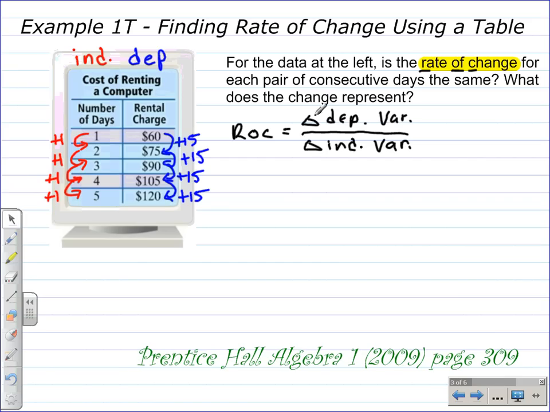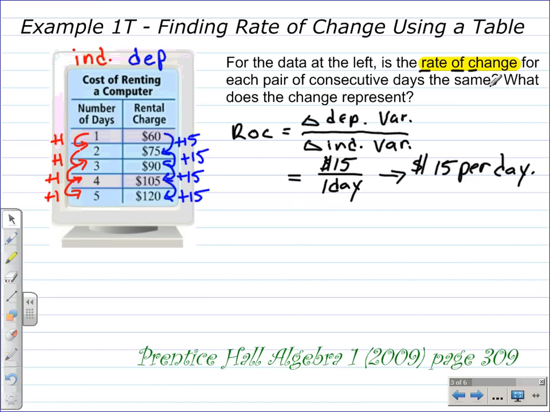What does that change represent? Well, if we set it up, the rate of change, the change in the dependent variable, is $15. That comes right here. The change in the dependent variable for each set of consecutive days is $15, and the change in the independent variable is 1 day. Now, if we were to interpret that, we could say $15 per day. So that's how it would be interpreted. What does that change represent? Well, it represents a $15 charge per day.